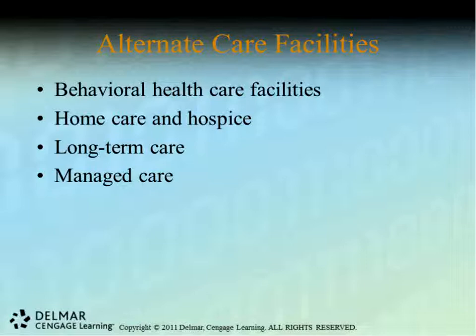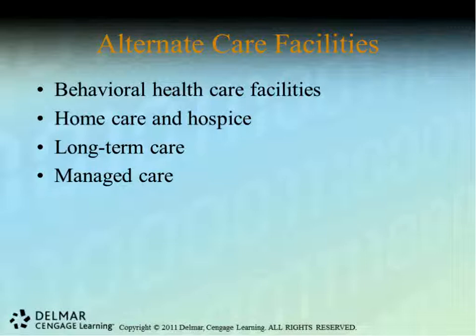Long-term care, this is greater than 30 days. We talked about acute care being less than 30 days. Long-term care usually is greater than 30 days. You'll see a lot of your elderly patients usually taking advantage of long-term care, like in your nursing homes. But young people can also, if they're in a bad accident or some type of extended illness, receive long-term care services.